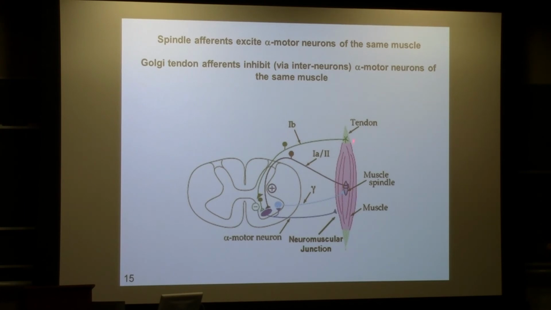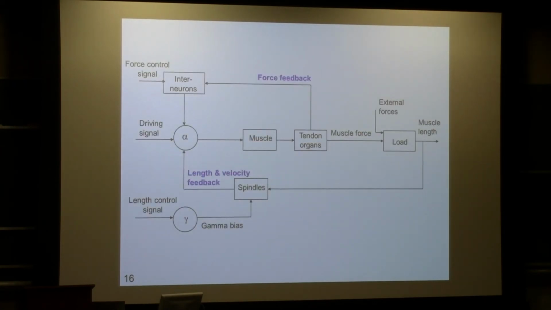All right, what about the Golgi tendon organs? The Golgi tendon organs innervate the tendon. They measure force. They inhibit the motor neuron. So you have an excitatory pathway: length is fed back and excites the motor neuron, and force is fed back and inhibits the motor neuron. Okay, we can put this together as a control diagram now. So we have some input that we're giving to our alpha motor neurons from the brain.